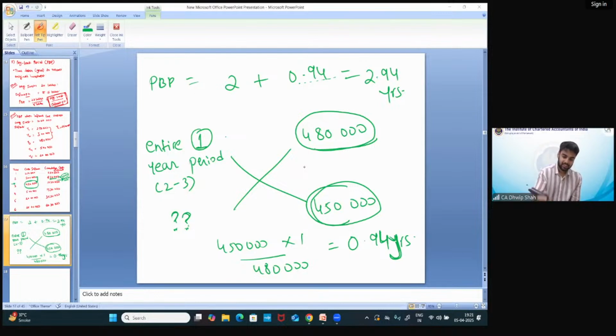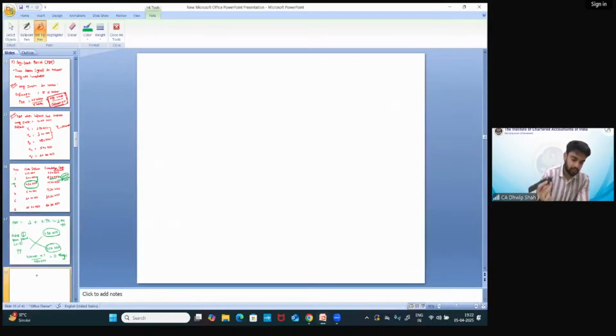Good. So this technique has certain advantages and disadvantages. But before moving to advantages and disadvantages, tell me, did you understand payback period? What is the meaning of payback period and how to calculate payback period? Any doubts in that? If no doubts, then we can move forward. Any queries? No doubt. Okay, clear. So let's move to advantages and disadvantages.